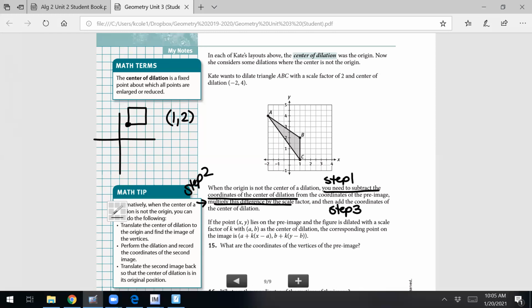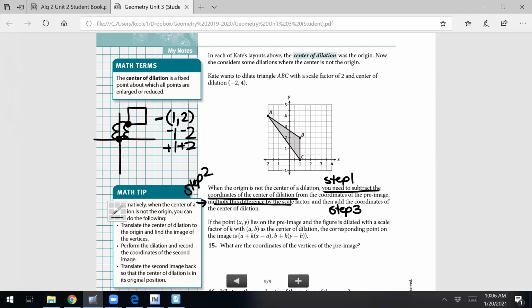So to get this to the origin, I have to go left 1, which is subtract 1, and then I have to go down 2. Subtract 2. So you're actually subtracting this ordered pair. It's going to get your square back to the origin. Okay? Then you'll double it, whatever it may be, triple it, whatever. After you've done that, you'll take those ordered pairs and add it back. Add 1, add 2, and then you're back to that same spot.